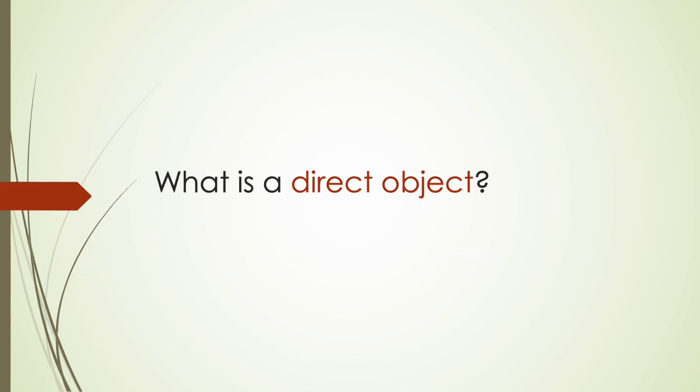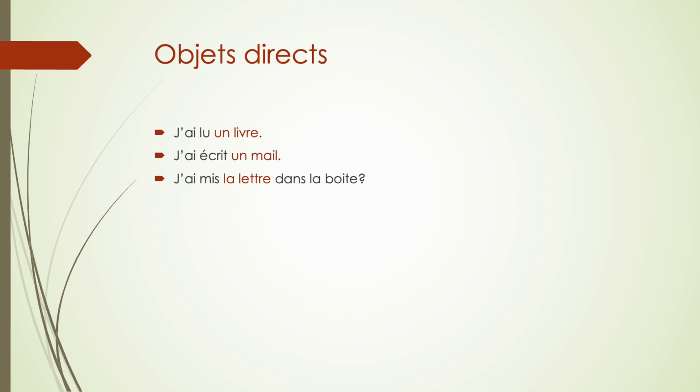So, what is a direct object? A direct object takes the action of the verb, and there's no preposition between the verb and the direct object. Let's look at some examples. J'ai lu un livre. I read a book. So, un livre comes right after the verb. J'ai lu un livre.